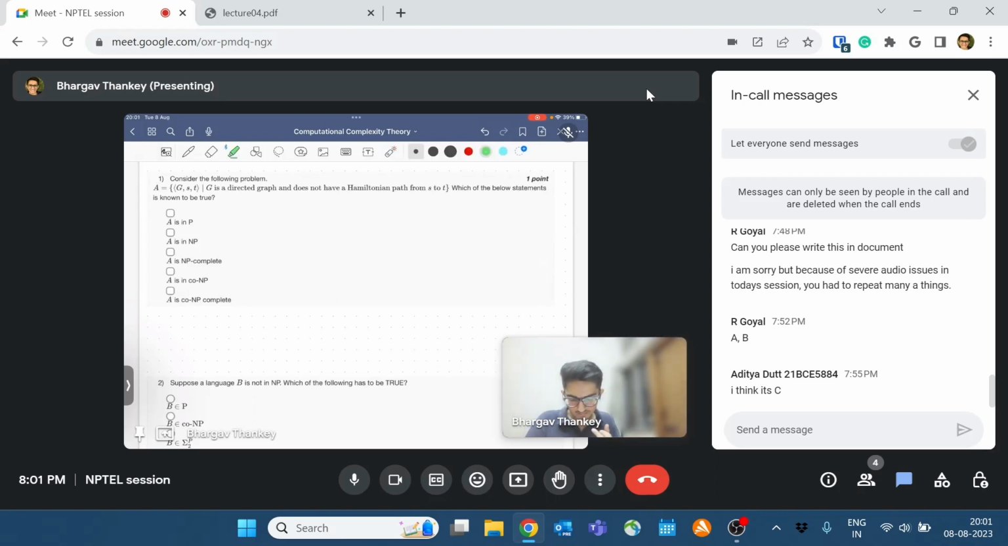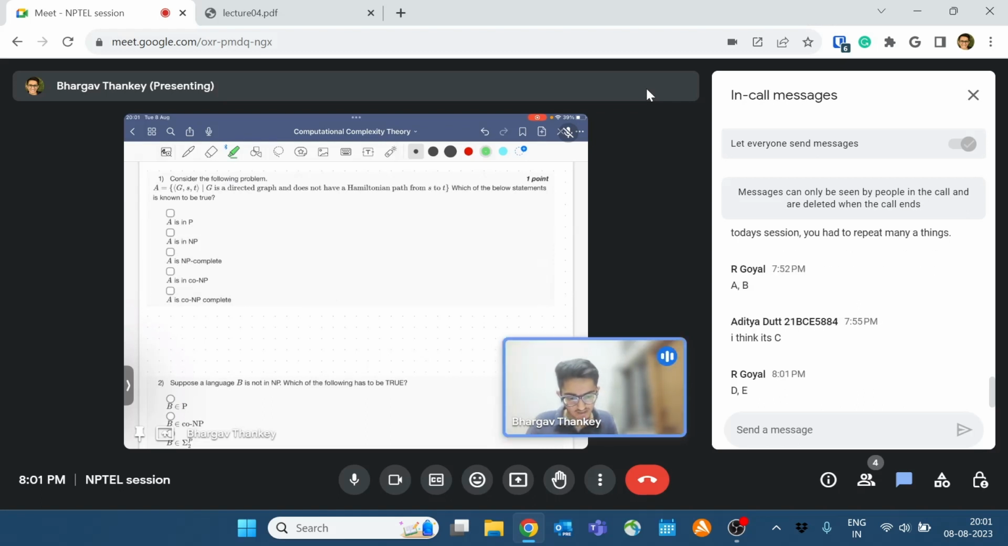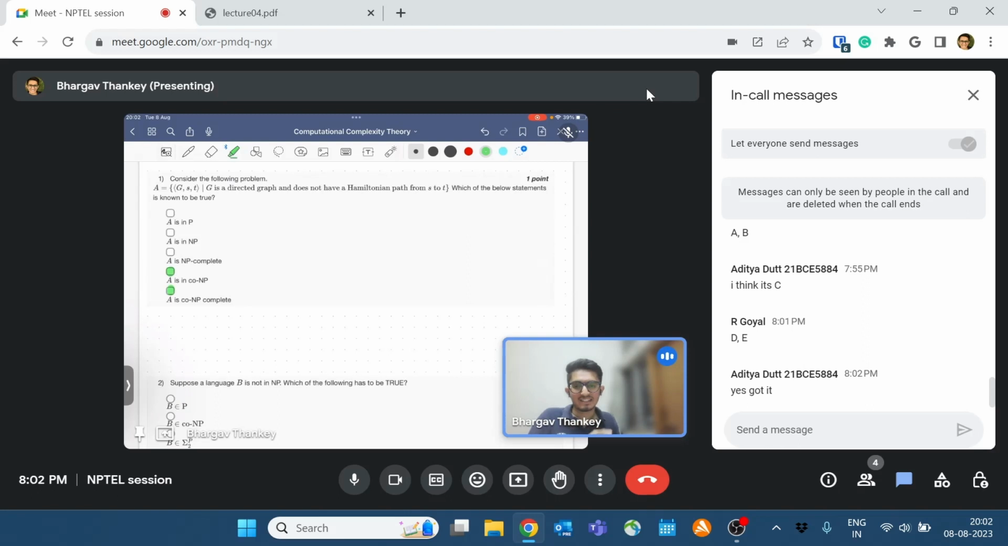The last two, D and E, I think. Okay. So A is the set of directed graphs that do not have a Hamiltonian path from S to T. Suppose I were to remove the "not" and say has a Hamiltonian path, then it would be in NP and then NP complete. Right. So the complement of A is in NP and NP complete. So A is co-NP and co-NP complete. We saw this before, right? L is in NP implies that L complement is in co-NP. L is NP complete implies L complement is co-NP complete, right? Yes. Okay.